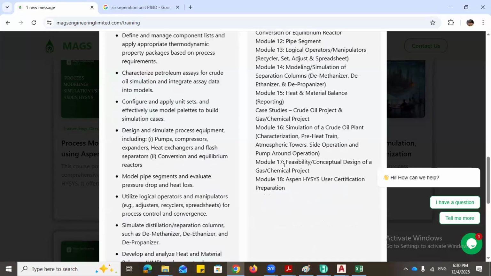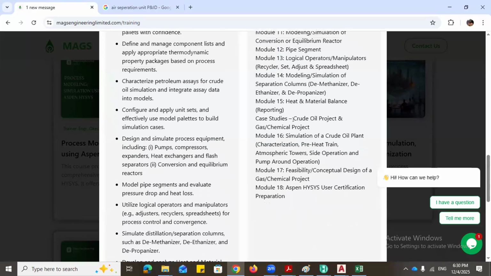So they have two case studies. The one that is mandatory is the crude oil project. Why crude oil projects? In Nigeria, we have a lot of crude oil production facilities. That's why this one is mandatory. So after you are done with this crude oil production facility, you can beat your chest and say you can do any simulation on crude oil production. They also have simulation of crude oil plants and so on.